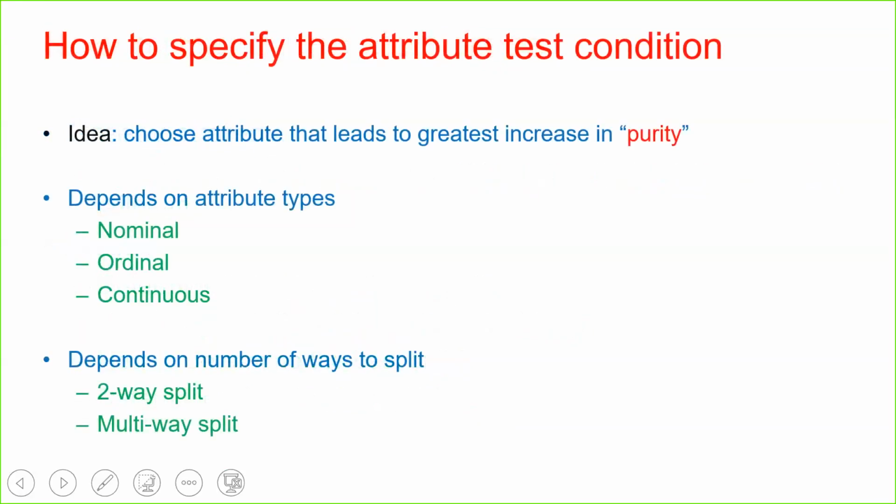How to specify the attribute test condition? We choose the attribute that leads to the greatest increase in purity. Let me demonstrate this with an example. Let's say there is a set of 100 instances, 50 of them are class 1 and 50 of them are class 2, and each of these instances is described with two attributes, A1 and A2.